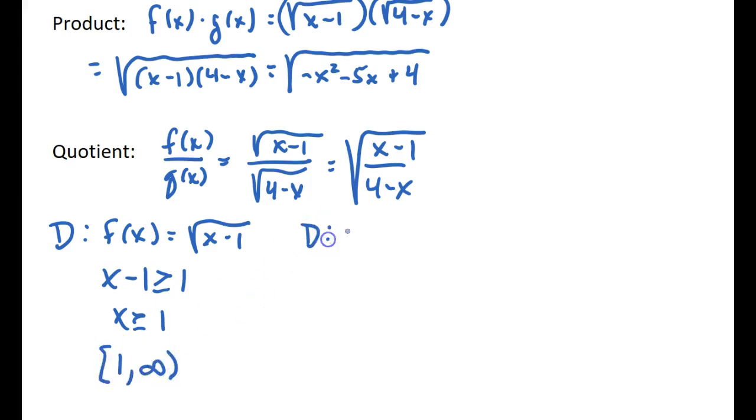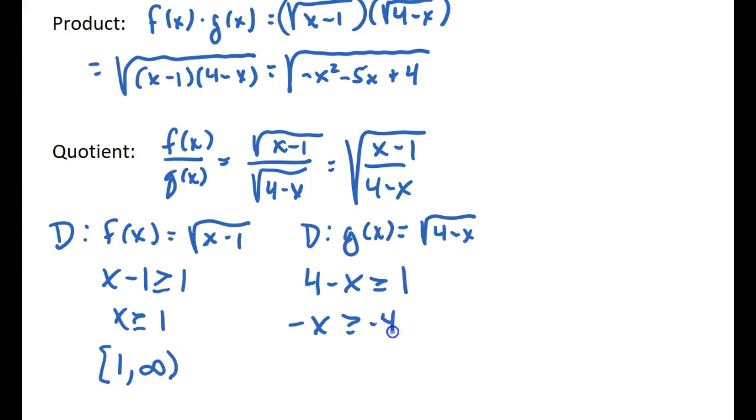And let's get the domain of g. Okay, so g of x is the square root of 4 minus x. That means that 4 minus x is greater than or equal to 0, and negative x is greater than or equal to negative 4. We're dividing by a negative, so x is less than or equal to positive 4. And so that's going to be negative infinity to 4.